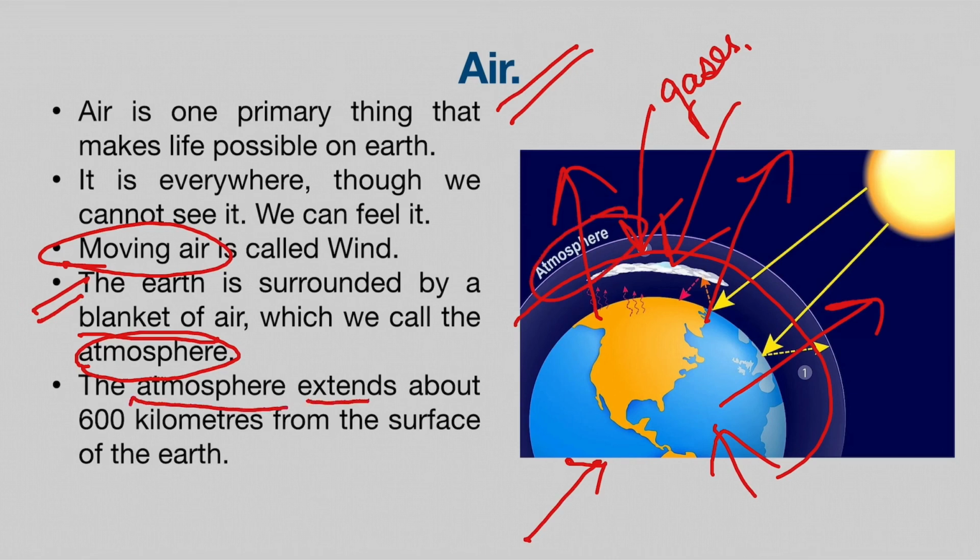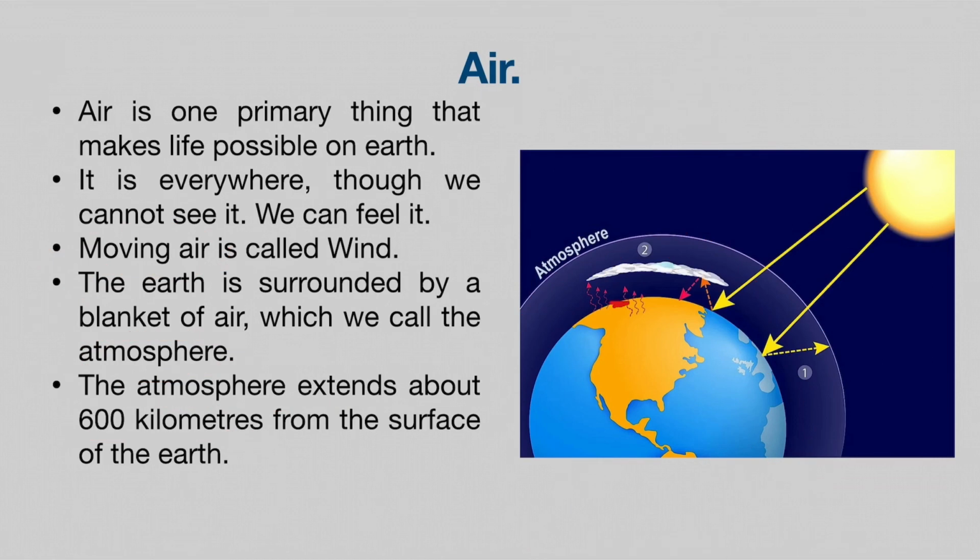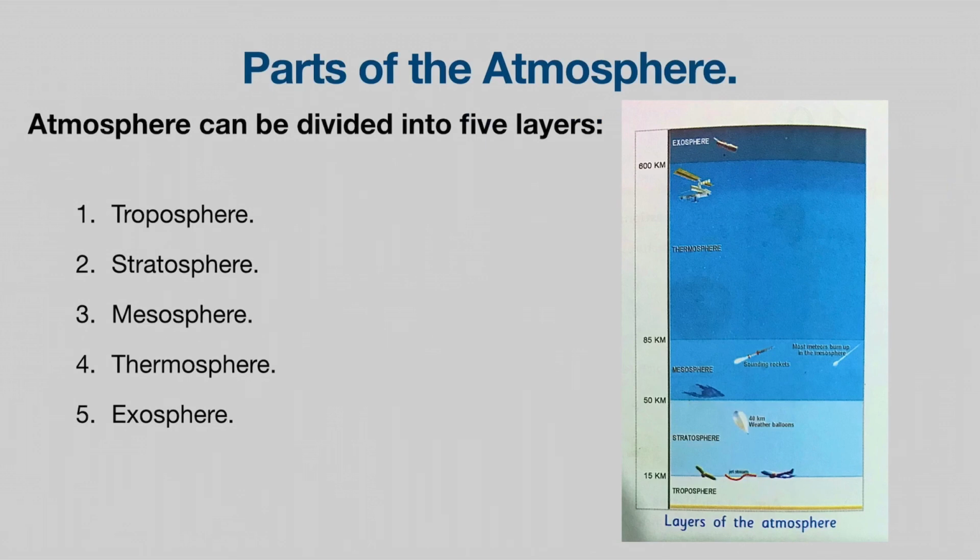The atmosphere extends about 600 kilometers from the surface of the earth. That means here from the surface, this is the surface, right? From here up to here the distance is 600 kilometers. That is a very large distance. So after this, next we go to the topic about the parts of atmosphere. Even our atmosphere is also divided into many layers, 5 layers to be exact. What are they? They are troposphere, stratosphere, mesosphere, thermosphere and exosphere.